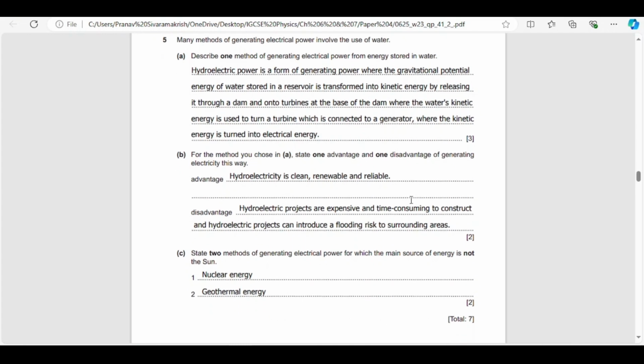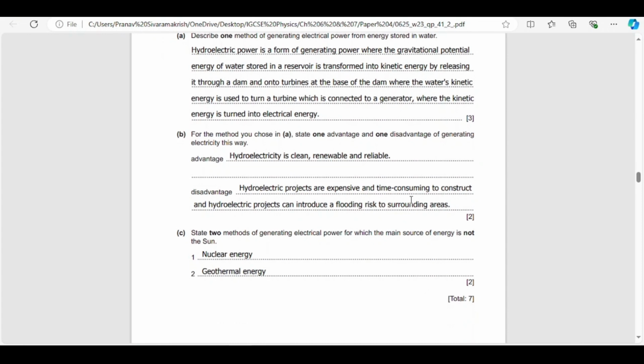The next question is, state 2 methods of generating electrical power for which the main source of energy is not the sun. Many of you may have been wondering when I went through the chapter notes why I had a table which explored whether the source of energy is clean, whether it's renewable, and whether it relies on the sun. The reason is that there are quite a few questions where they ask you either for sources that depend on the sun or for sources that don't, as with this question. So I've said nuclear energy and geothermal energy.